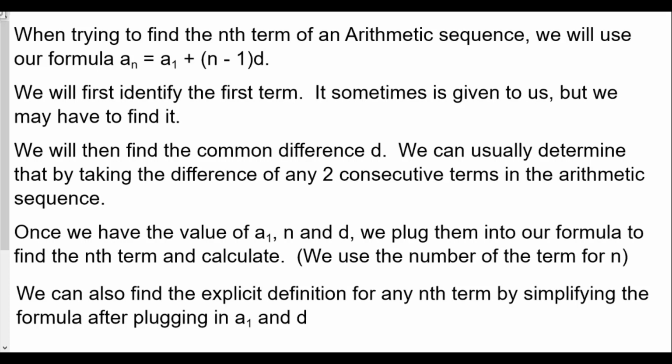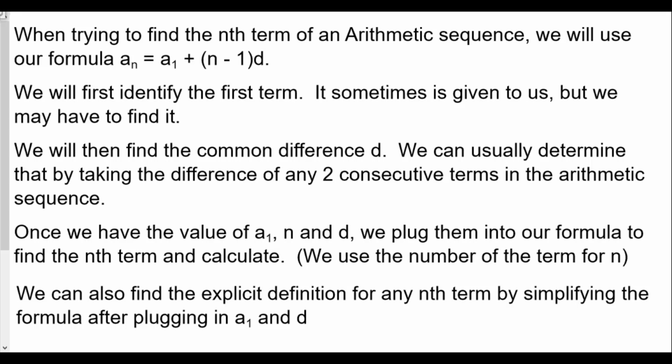When trying to find the nth term of an arithmetic sequence, we'll use our formula a sub n equals a1 plus n minus 1 times d. That's the formula to find the nth term of an arithmetic sequence. We will first identify the first term. Sometimes it's given to us, like in these problems, but we may have to find it in other ones, so we may come to a part 2 video where they get a little more complex. We will then find the common difference d. We can usually determine that by taking the difference of any two consecutive terms in the arithmetic sequence, which is what we did.